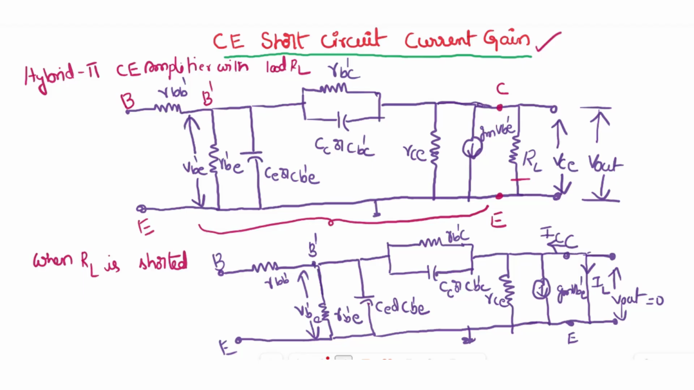As you shorted the RL, Vout, which is IL times RL, is equal to 0. Voltage is 0, resistor is 0, but current is maximum. You know it very well. So now we'll find what is the current gain for this circuit.